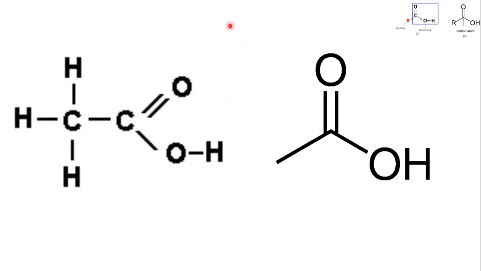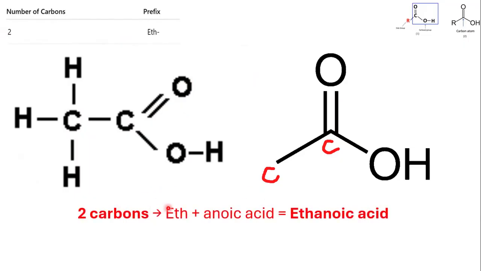The same thing here. We have a carbon and we also have a carbon. So how many carbons do we have altogether? Two carbons. So what do we do when we have two carbons? Remember, two carbons is eth. All you need to do is combine the two, so it's going to be ethanoic acid. So this is ethanoic acid.